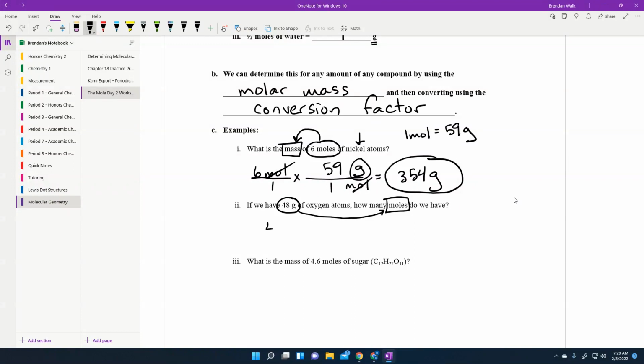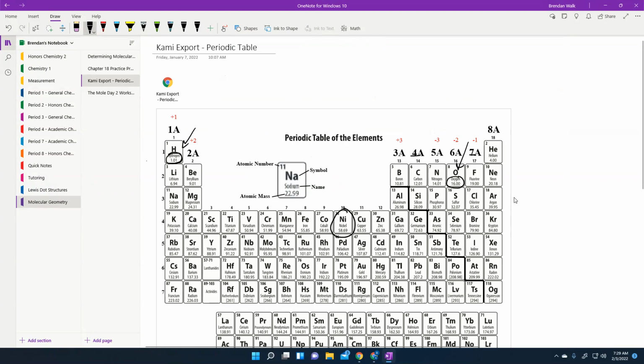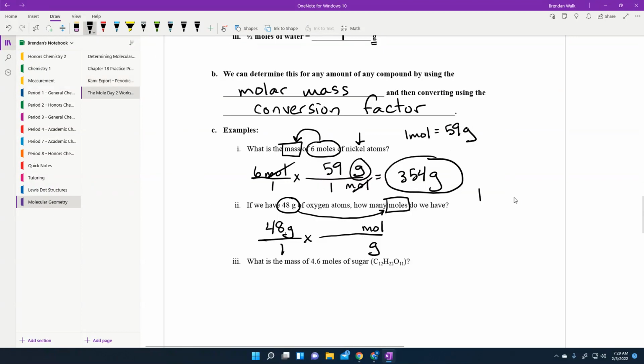But if I take that given, 48 grams, put it over 1, and set up my conversion factor. Well, this time grams goes to the bottom. We need moles on top, and I need to know my mass. We've used oxygen quite a few times. Its mass is still 16. So 1 mole of oxygen is equal to 16 grams. There's our equality. Let's put our numbers in. Mole always gets a 1. Grams gets a 16.